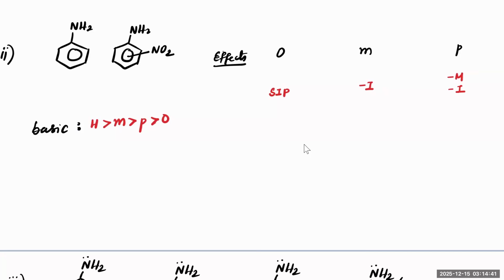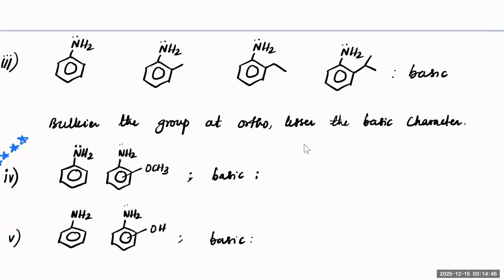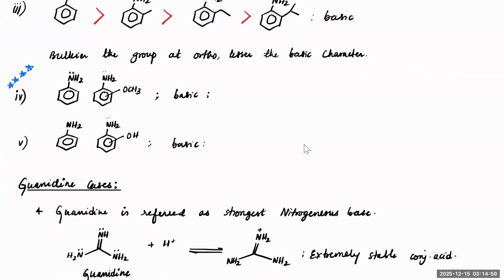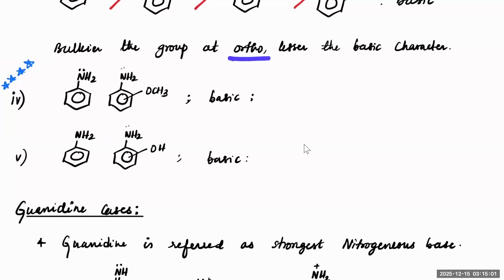Okay, least will be ortho. Next, you can see the more the bulkiness increases along the ortho position, the less will be its basic character. So therefore, the first one is more basic, then second, then third, and fourth. And next one: the bulkier the group at ortho position, the lesser is the basic character.